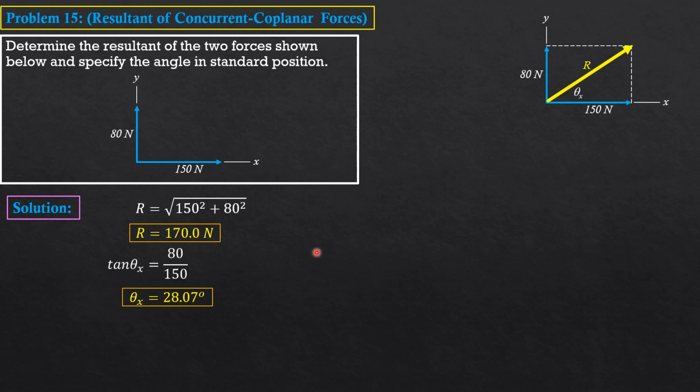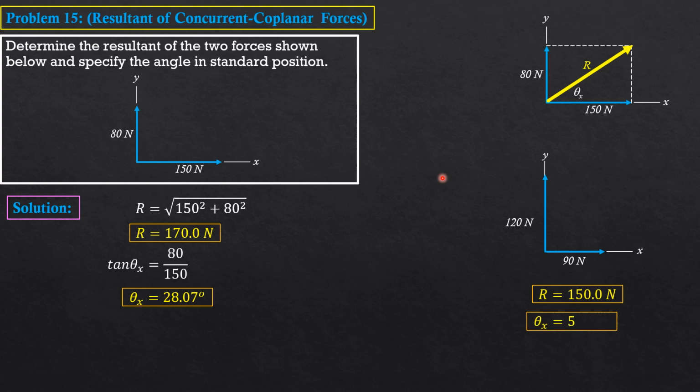Now for your case, I want you to solve this problem. Although simple, you will be happy because I know you can solve this. Show that R is 150 newtons and the angle that R makes with the positive x-axis is 53.13 degrees. So that's it for this problem.